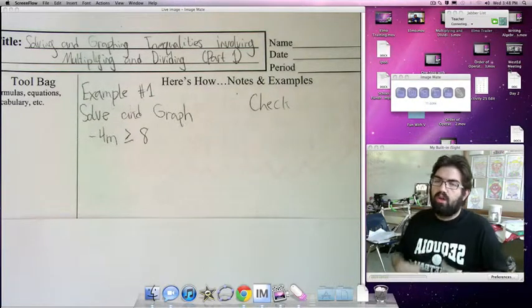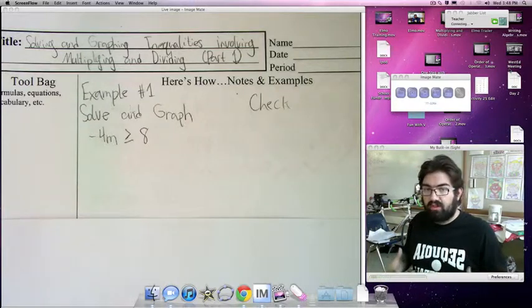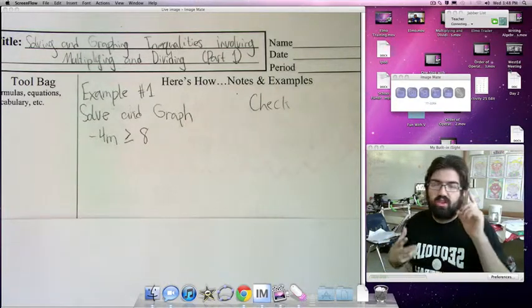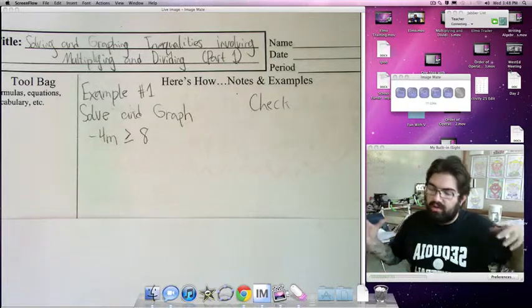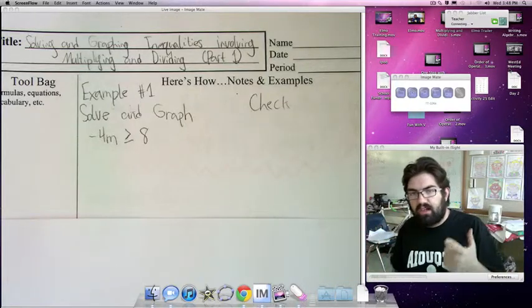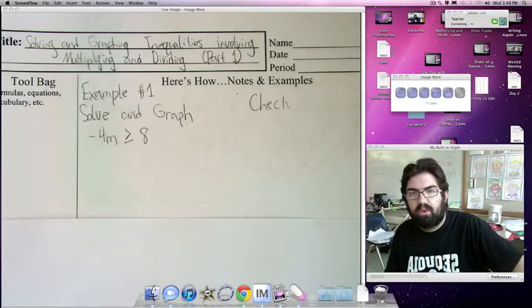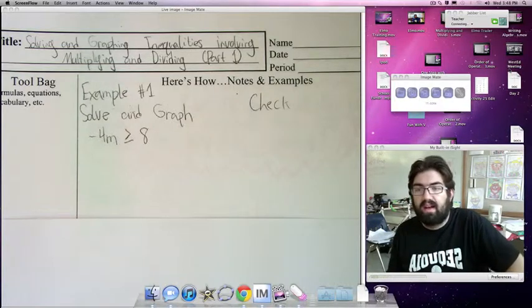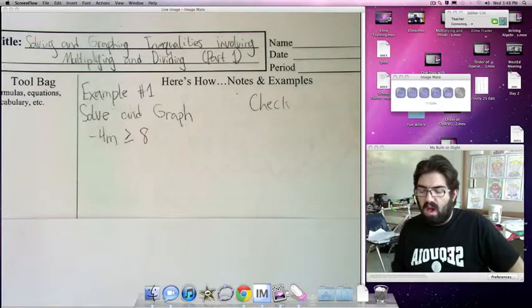So we need to find all the values of m. That's because that's what inequalities do. It's just not one value. It's all the values of m that make that a true statement, that make -4 times whatever m is greater than or equal to 8.